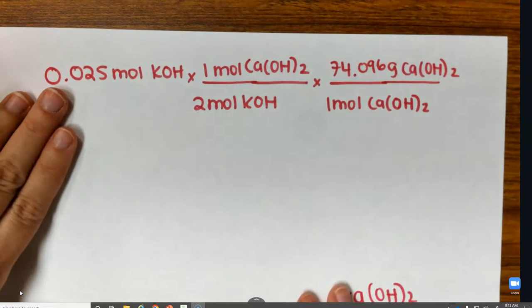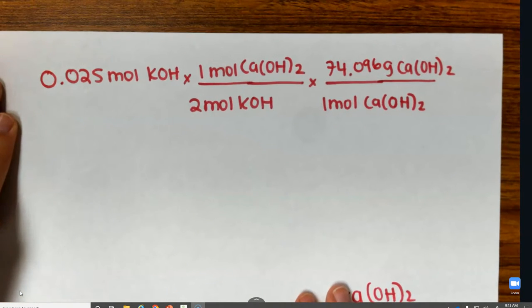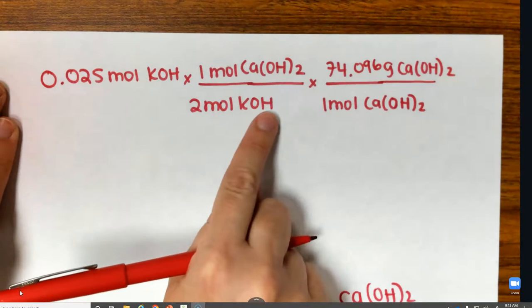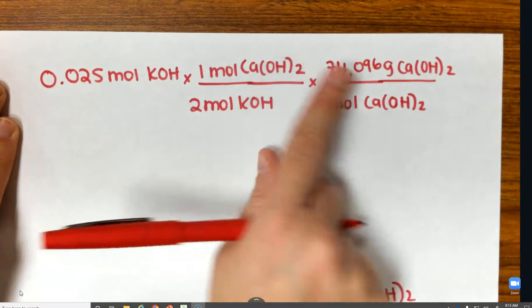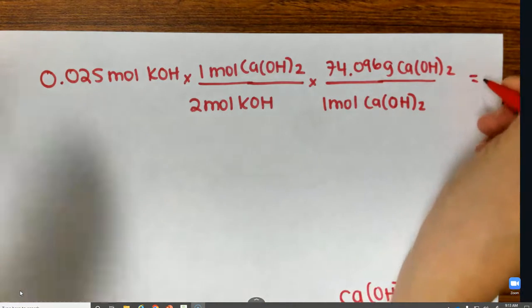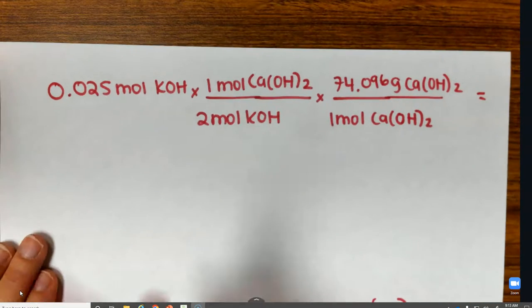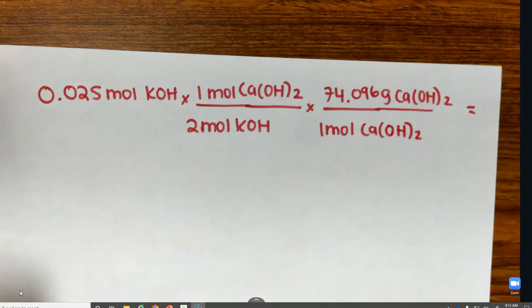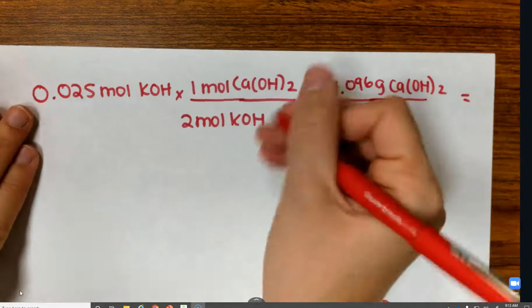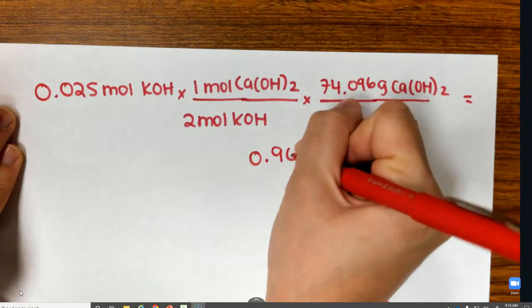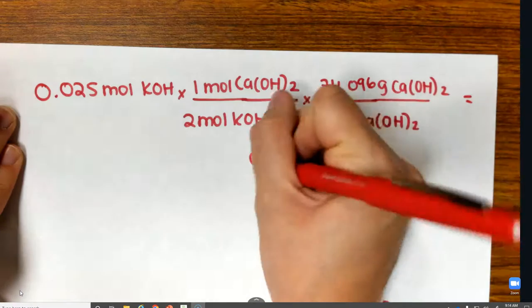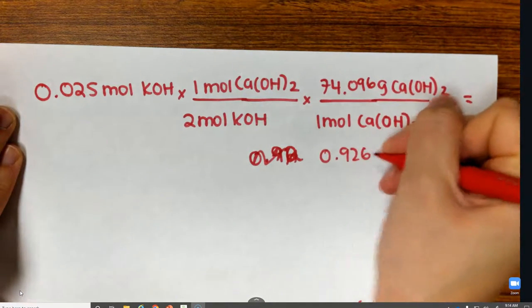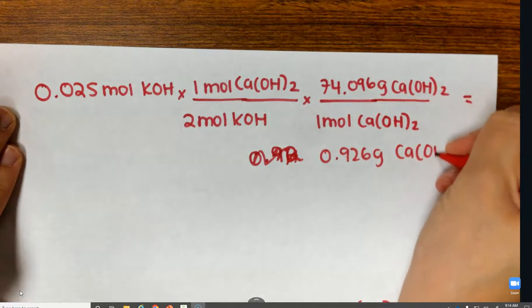Then it's always good to double check that your units cancel out when you do dimensional analysis. Moles of KOH, moles of KOH, moles of calcium hydroxide, moles of calcium hydroxide, and they do cancel out. And then to do your math, you multiply across the top, you multiply across the bottom, and then you divide. And we end up with 0.025 times that. That would give us 0.926 grams of calcium hydroxide.